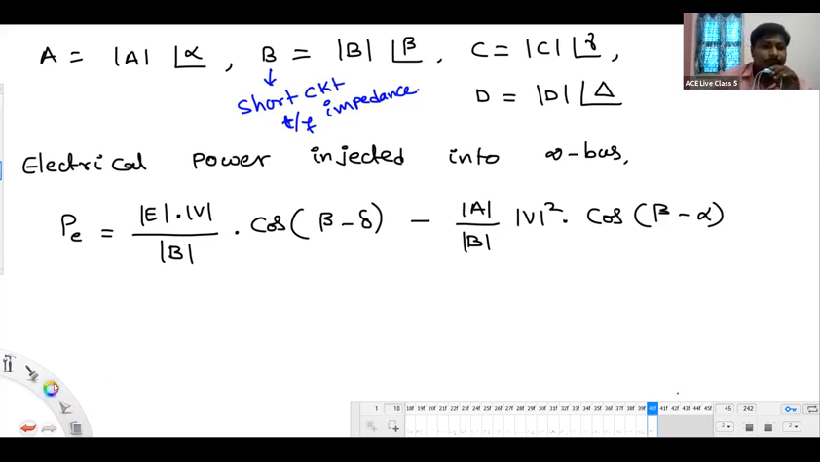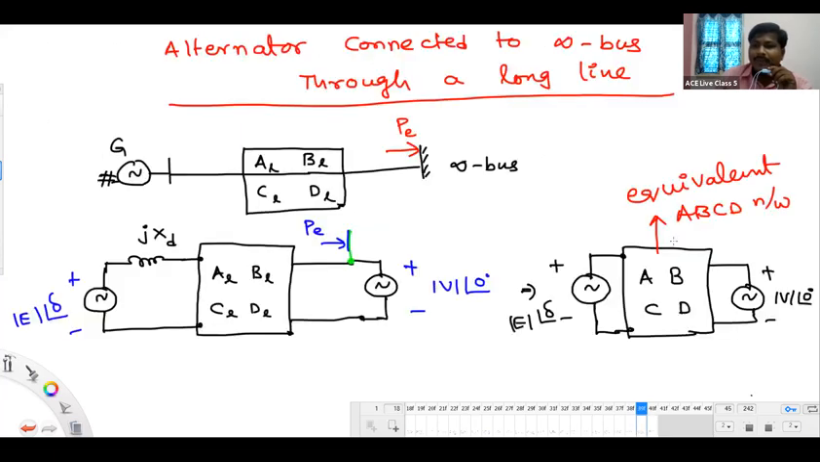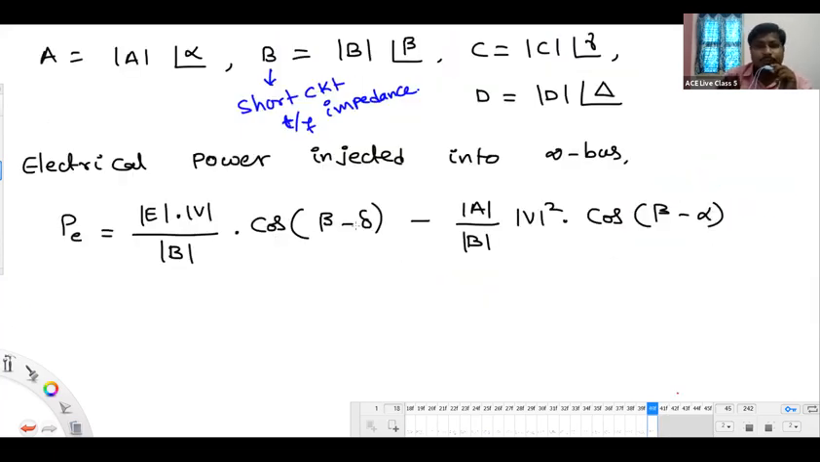Okay, next, come back to this. See, if you observe this power equation, it is coming in terms of parameters A and B only, right? Parameter A, you know, is mod A at angle alpha, and this is parameter B at angle beta. What is delta we said? That is the angular difference between the two voltage sources.